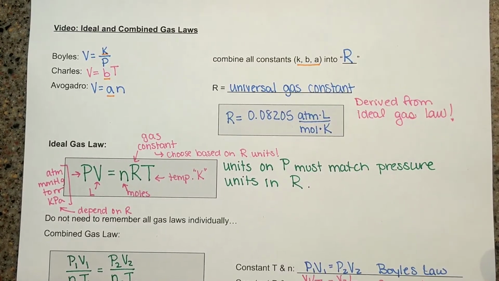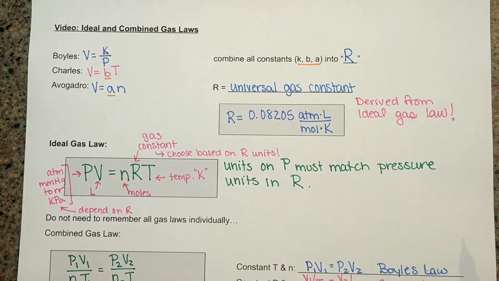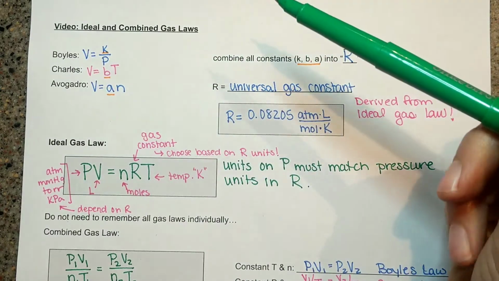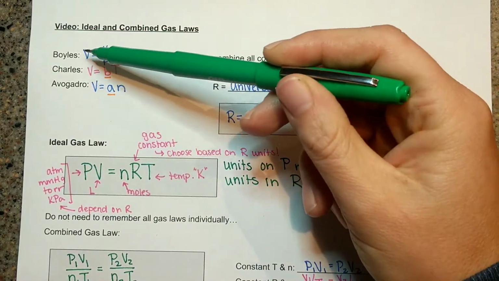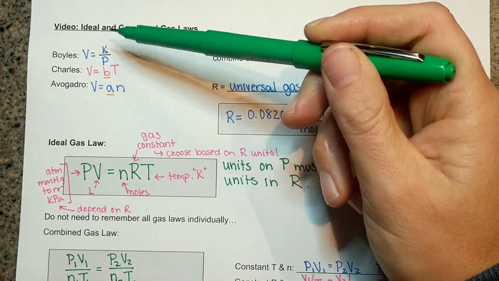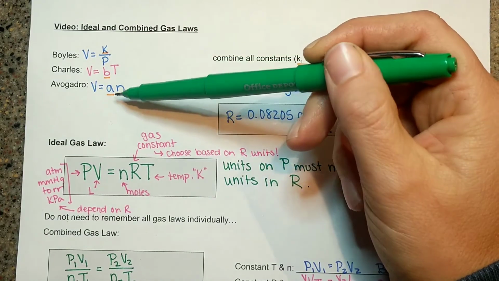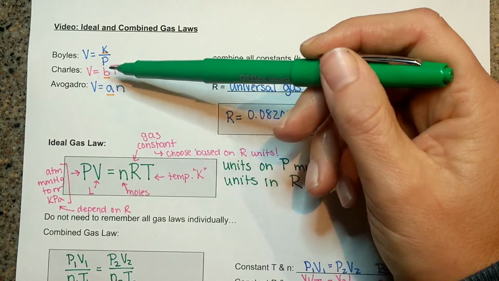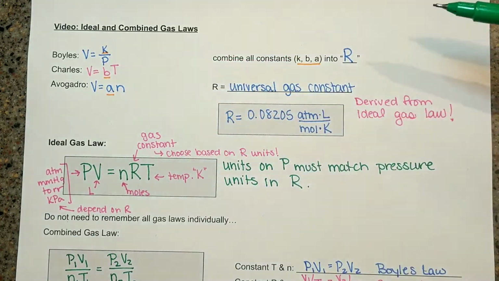This video is on the ideal and combined gas laws. So we talked in the previous video about the basic gas laws of Boyle's law, Charles' law, and Avogadro's law. When we wrote the laws, we wrote them equal to volume, and then we had a constant, K, B, and A, that helped us give a relationship between volume and our different variables, so volume and pressure, volume and temperature, and volume and moles.